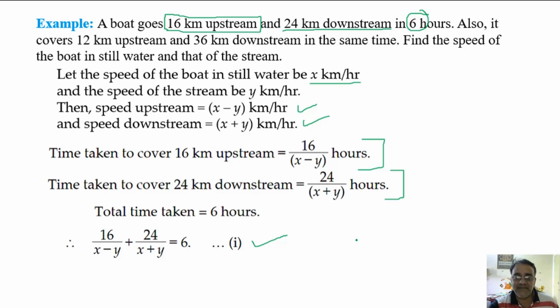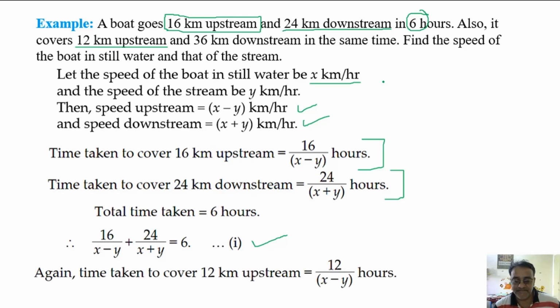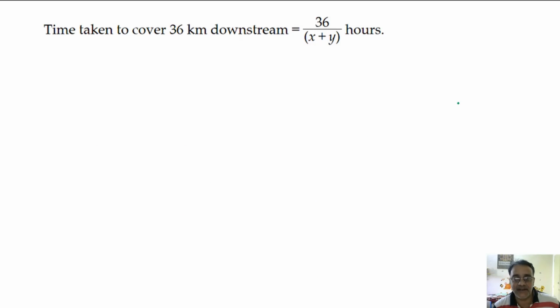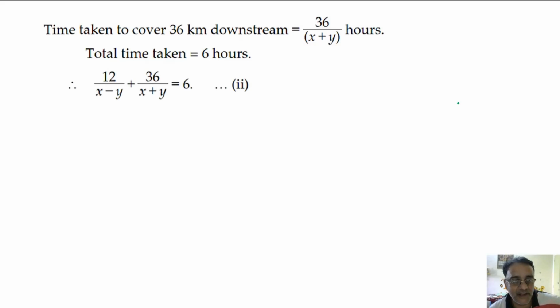Now time taken by boat to cover 12 kilometer upstream, 12 by x minus y. Time taken to cover 36 kilometer downstream, 36 by x plus y, right, 36 upon x plus y, and total time here also 6. So we'll get 12 upon x minus y plus 36 upon x plus y is equals to 6.